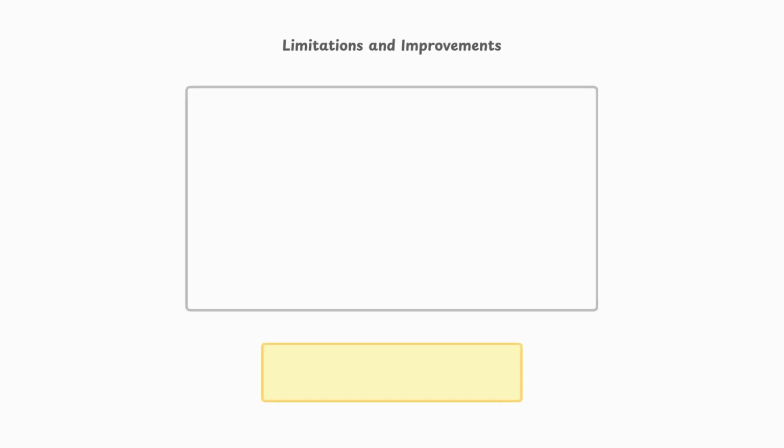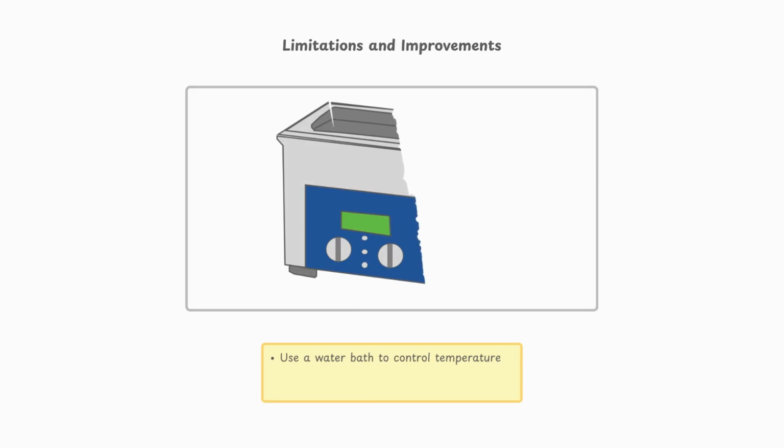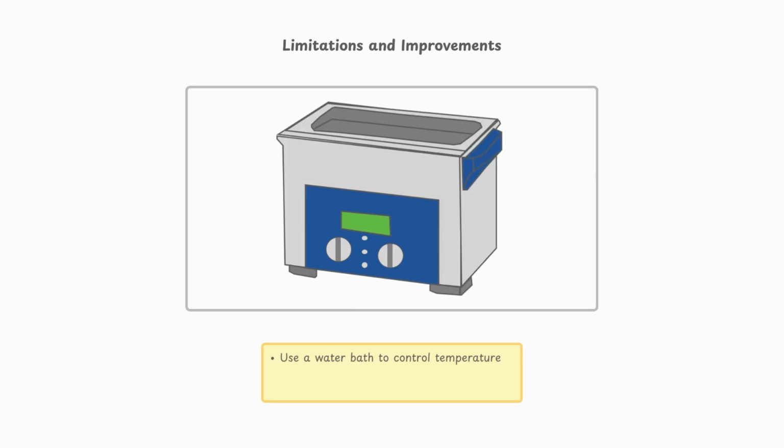For the limitations and improvements, to improve the investigation, temperature should be kept constant using a water bath. A colorimeter could give more accurate measurements, and a control well ensures that color changes are reliable.